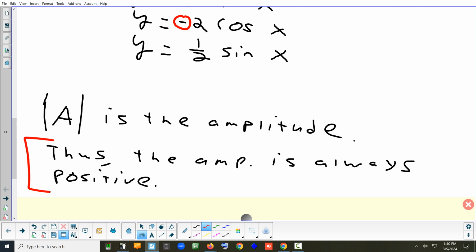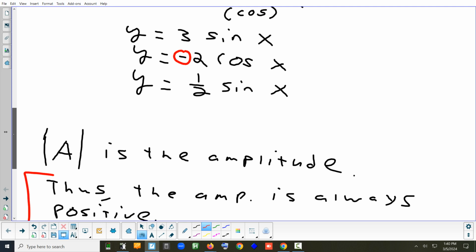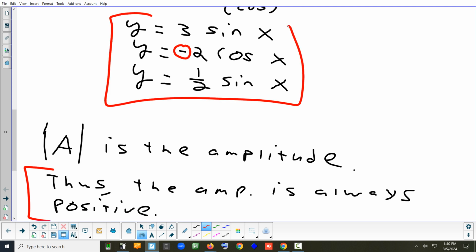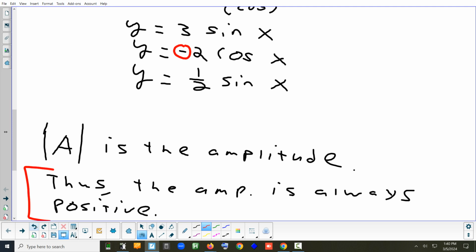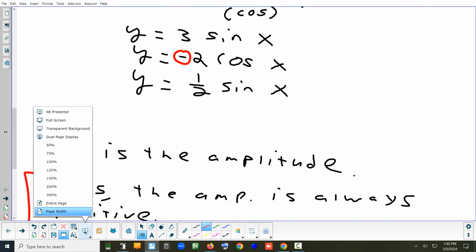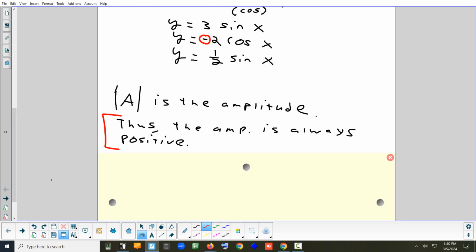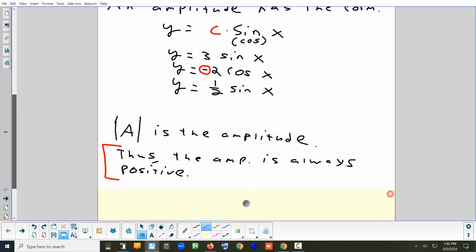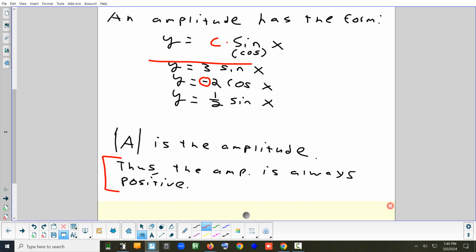So amplitude, I think I said this earlier. Amplitude is a distance, and distances always have to be positive numbers. So if we look at these three problems, actually let's take those three. And let's find the amplitude of all of them.